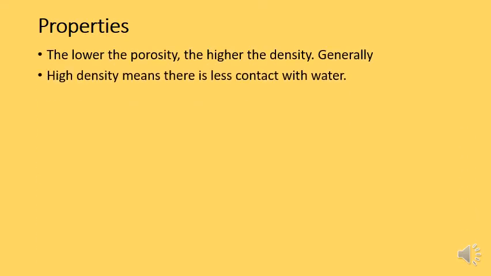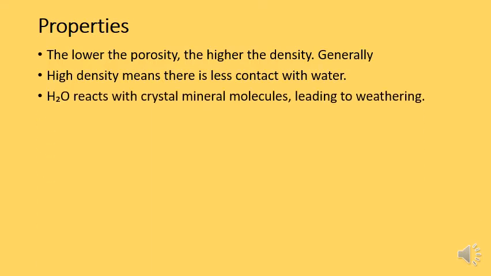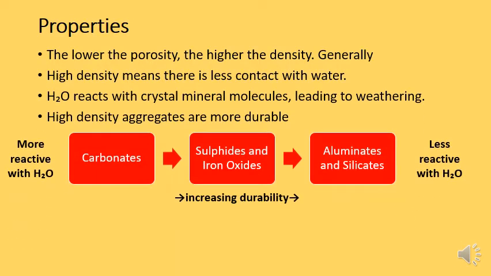So remember, the lower the porosity, the higher the density. This is a general rule. There are some examples here where that's just not the case. An example would be pumice. Pumice has very low porosity but also very low density. But high density means that water can't really get inside the material as well. There aren't so many channels it can go into the rock by, and that means there's less contact and therefore less opportunity for it to react with positive and negative charges.